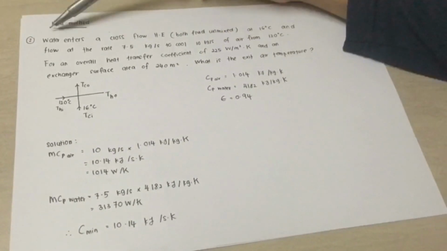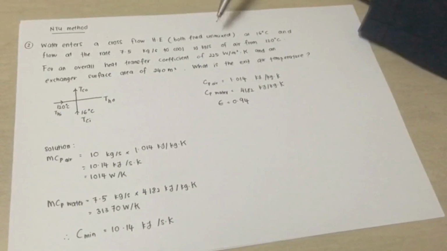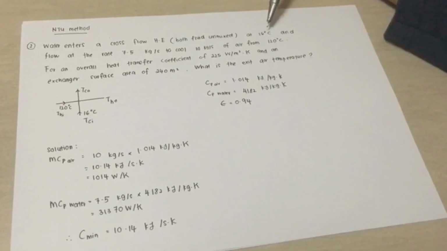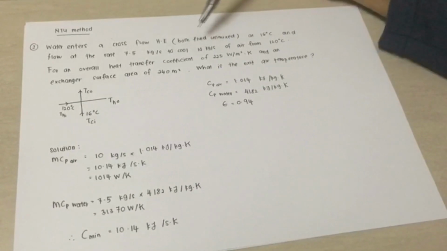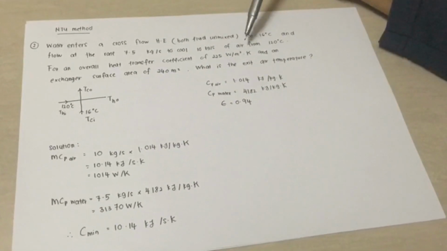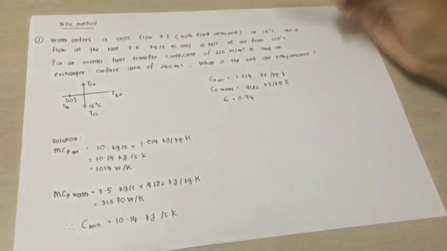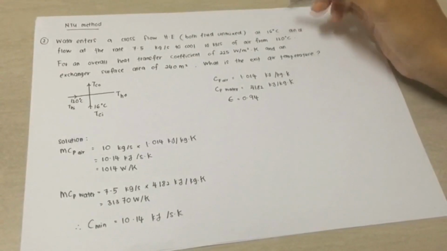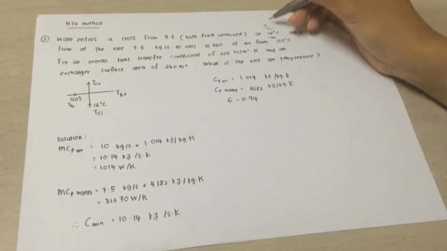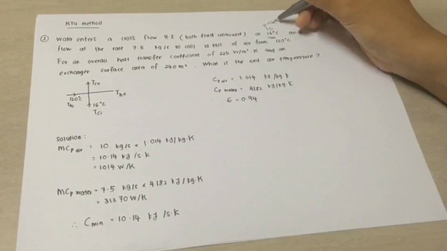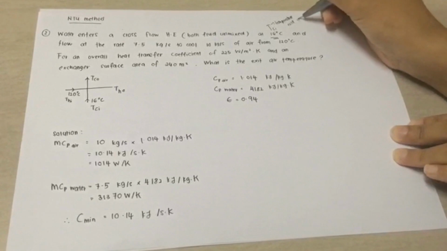So question number 2 says that water enters a cross flow HE, both fluids unmixed at 16 degrees Celsius and flows at the rate of 7.5 kg per second to cool 10 kg per second of air from 120 degrees Celsius. So from here, we can get some information, which is TCI stands for temperature cold inlet for the water.